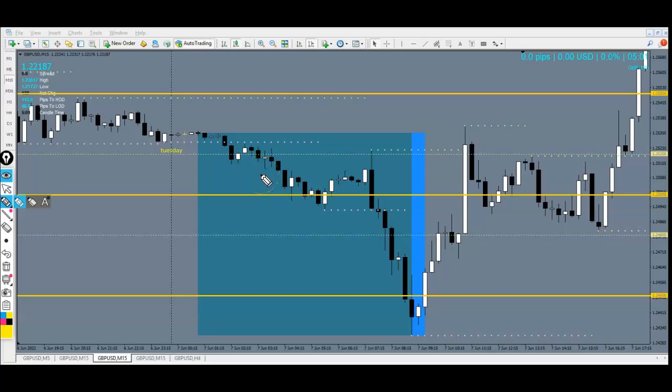What did price do overnight? So we can see clearly that price was in a nice trend downwards. Okay, what do we expect? We expect that price will pull back either to a yellow line level. So a nice pullback level will be here at this level.